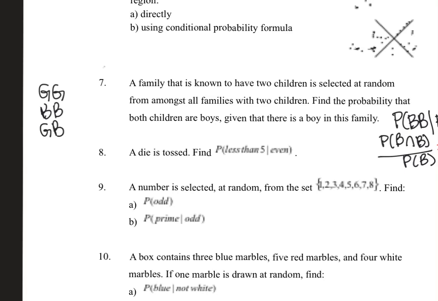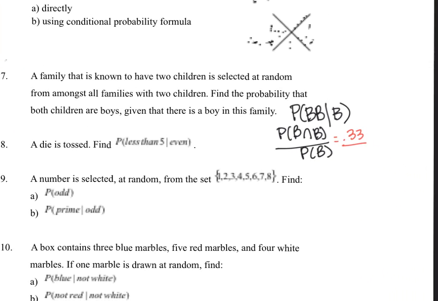Okay, so let's go back to what we did over here, okay? So we can either have girl, girl, boy, boy, or girl, boy, okay? So we're gonna say the probability of you just having a boy in the family is 2 out of 3. So 0.67. So 0.33 divided by 0.67 is 0.49.